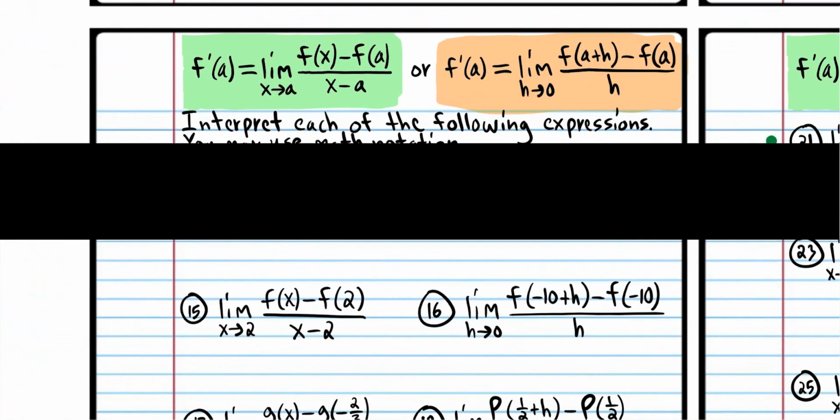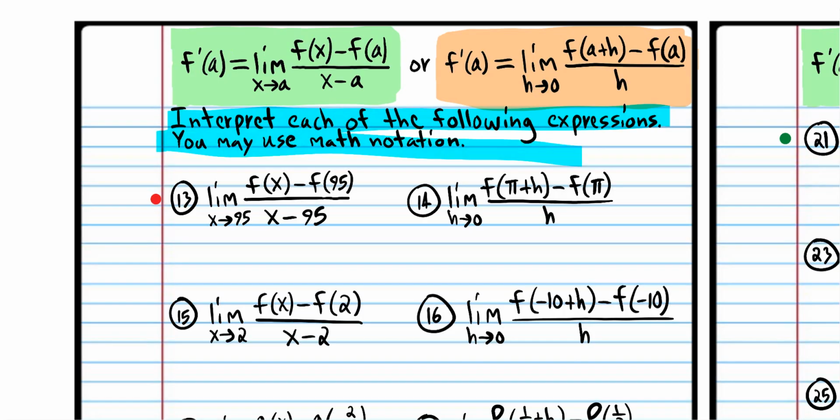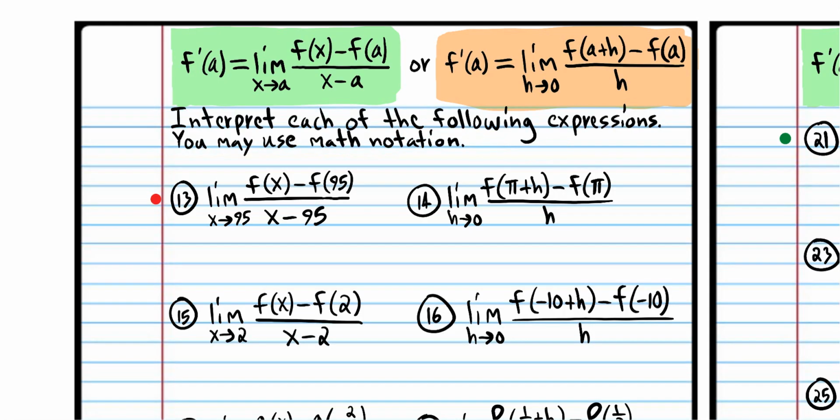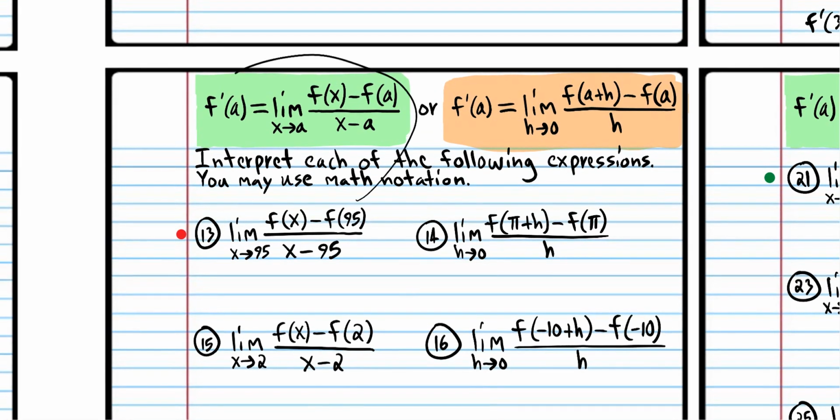Okay, so let's do some practice problems. It says here, interpret each of the following expressions. You may use math notation. So I've rewritten the formulas up there, the new formulas. And so what this is asking us to do is figure out what this expression represents. And you can see it looks an awful lot like this green expression here. So what it represents is the derivative of the function when x is equal to 95. That's it. It's that simple. That's all I want you to write.